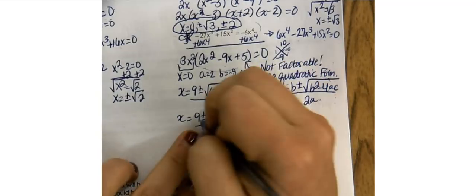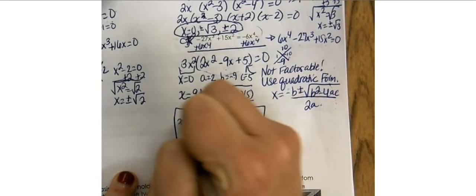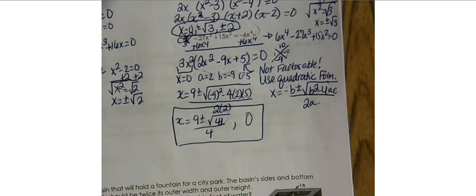So simply our solutions are 9 plus or minus the square root of 41 over 4 and the number 0. These are our solutions. Those are our x-intercepts. And 9 plus or minus the square root of 41 is a real number, and that's because you can take the square root of 41. It's not imaginary, it is real. It's not very pretty, but it's still real.